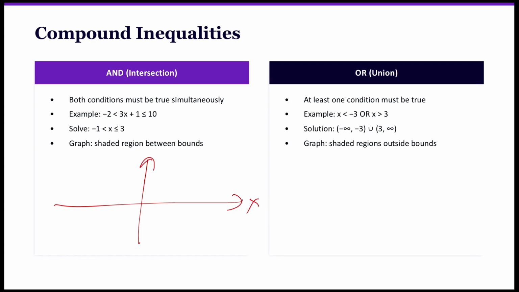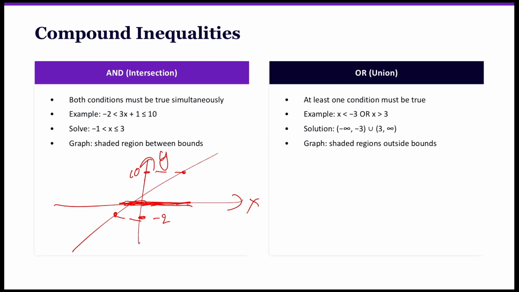And you can also graph this pretty easily. Just go ahead, draw your x and y axes, draw the line 3x plus 1, and then right here, negative 2, 10, and here you can always identify the points on the line that align with these values. And then simply this region of x values right here, you can shade it. That would be your correct answer.